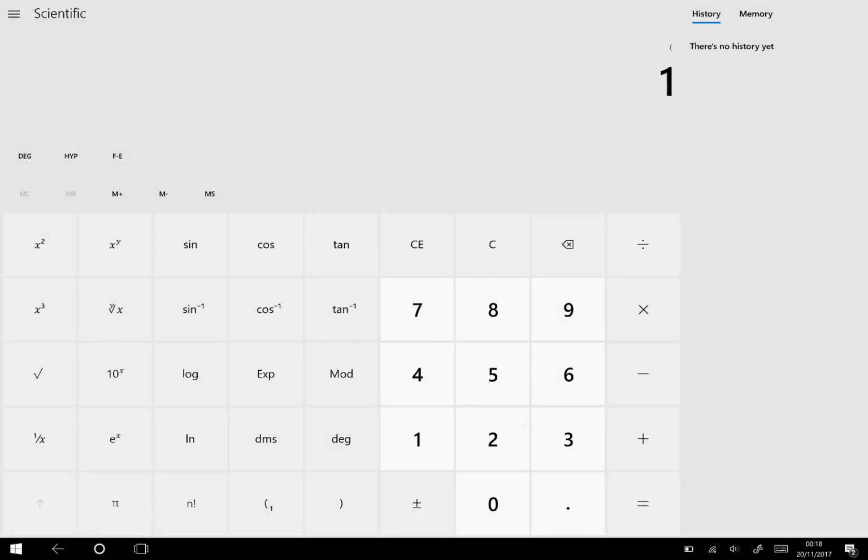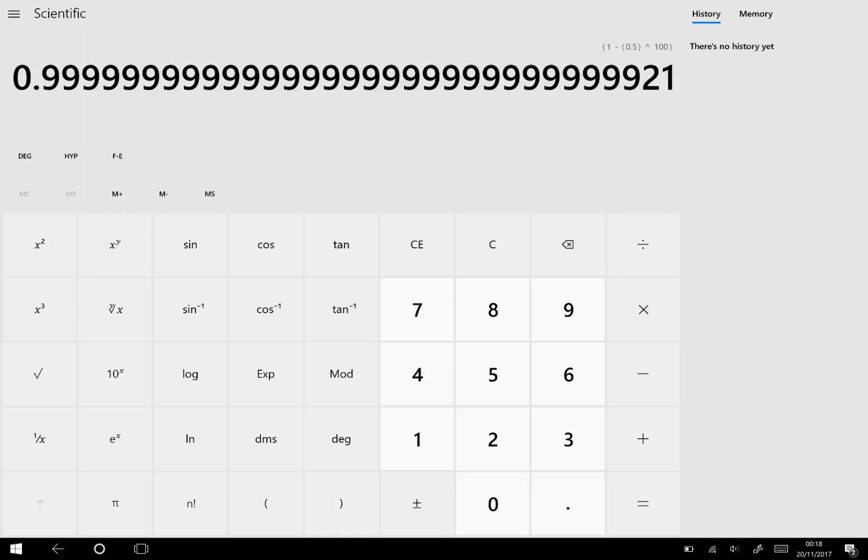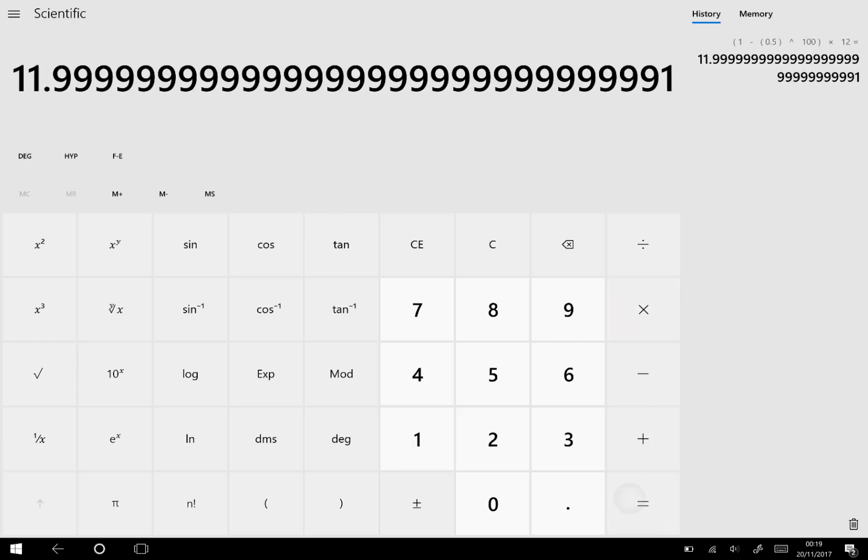1 minus 0.5 to the power of 100. Close brackets. And then multiply this by 12. That's it. So it's a massive number. It's not actually 12. What it is, 11 point, if you can kind of see the cursor.